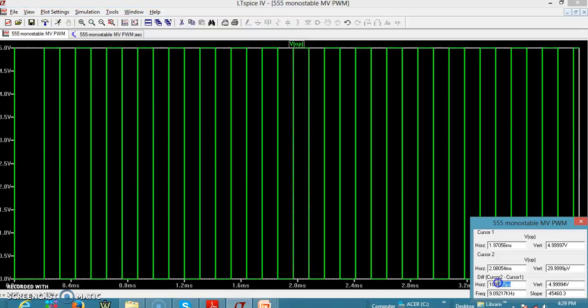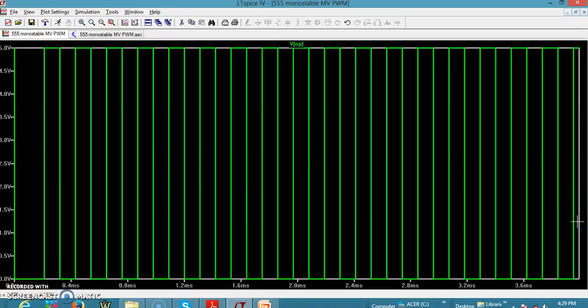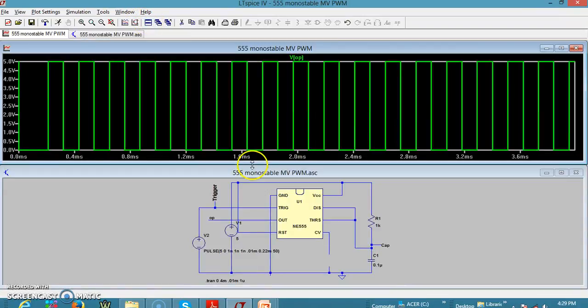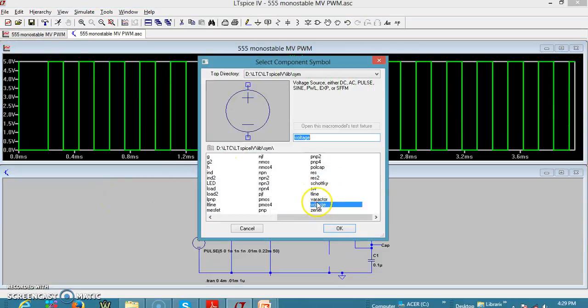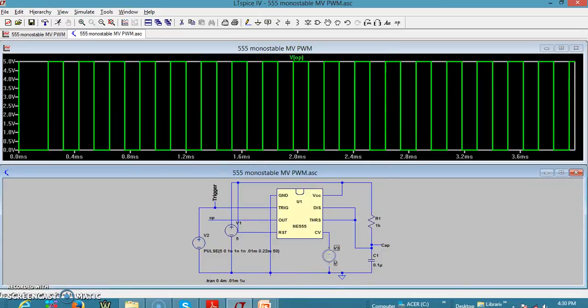So this is 109.9 microsecond, which is what is desired. Since we didn't apply any modulating signal, the pulse width is constant. So let us apply the modulating signal and then try to find out how this waveform will change. Let me apply the modulating signal in terms of a sine wave. So I'm applying a signal now.